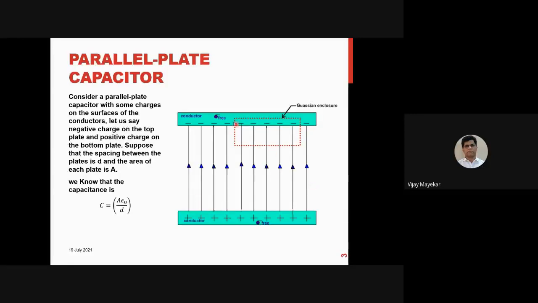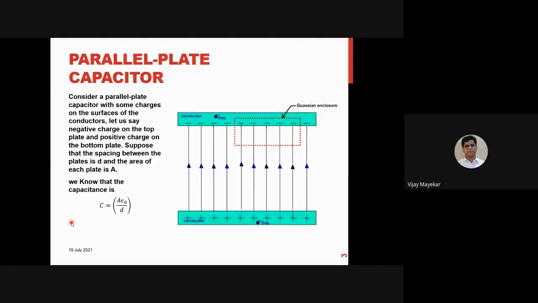Now you can see that I have marked one Gaussian enclosure. With a Gaussian enclosure, I could count what charges are enclosed by it. When I say enclosure, it's basically the volume I'm referring to. How many charges are inside this Gaussian enclosure? I could count 5 negative charges. Here on the surface, I have rho free, because the conductor has ample supply of charges, and we have this particular formula for the parallel plate capacitor.